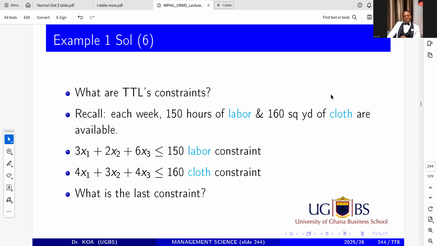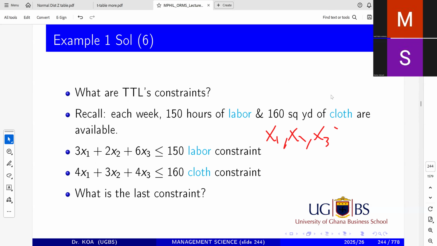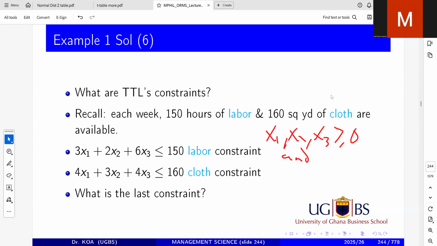Who can give us the next constraint? Matthew. Sir, please, x1, x2, x3 are greater than or equal to 0, and an integer. Excellent, beautiful. And integer. But that's not all. You can give us another constraint. Sir, please, can I continue? Continue.